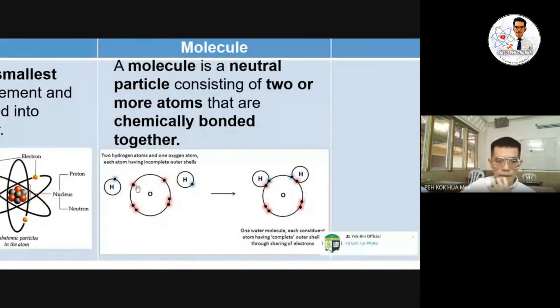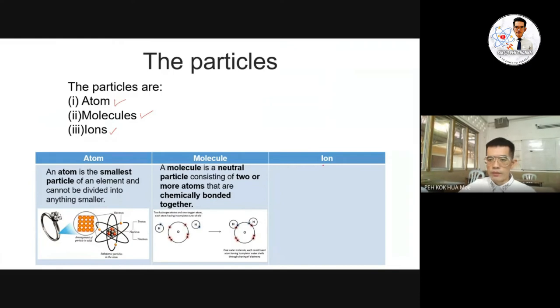So this is two hydrogen atoms and one oxygen atom. Initially, both types of atom are separate, and to become water they have chemical bonding between the oxygen and the hydrogen. They will share the electrons, so they become the molecule. And the ions.